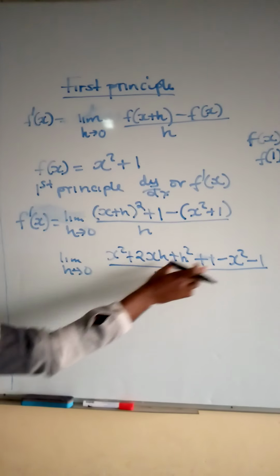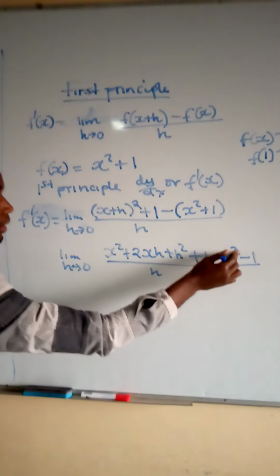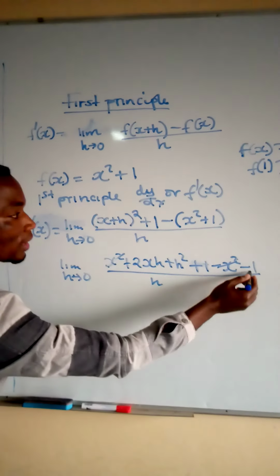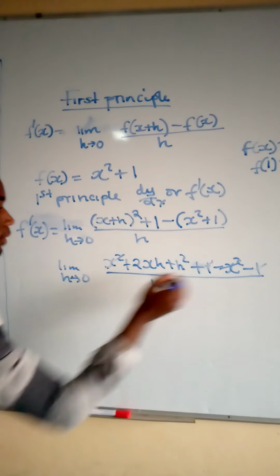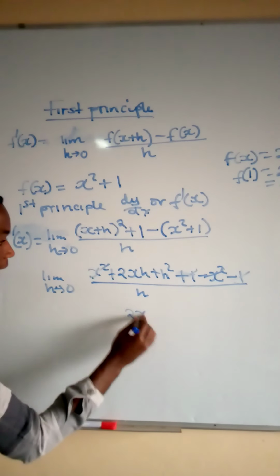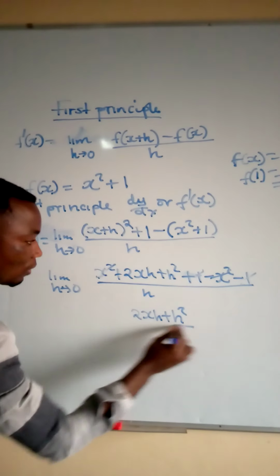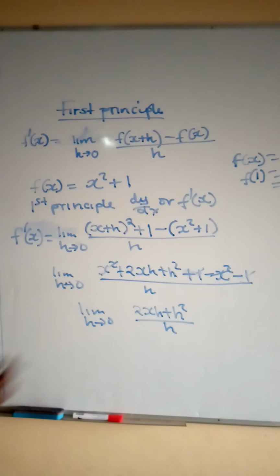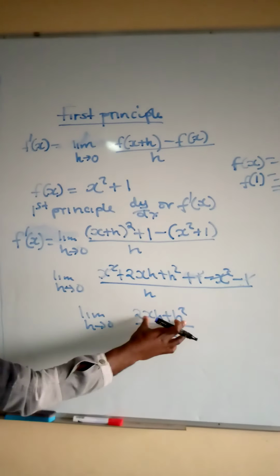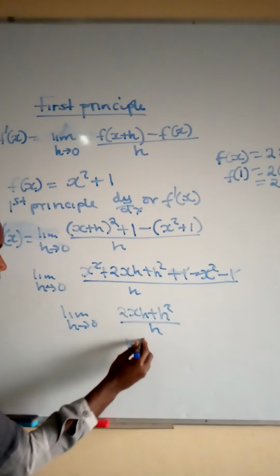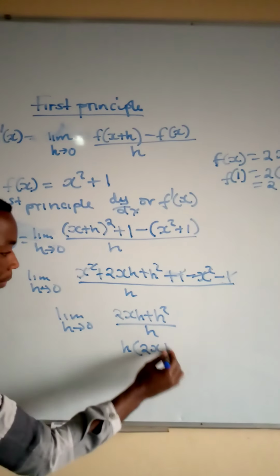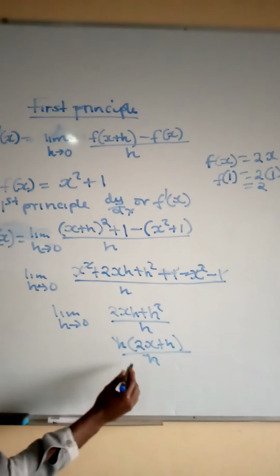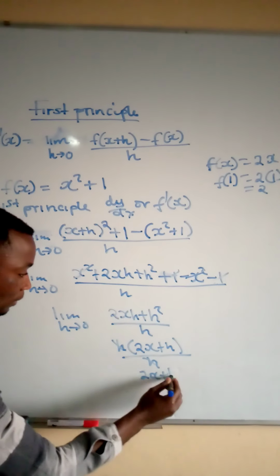When we look at this one, x squared and minus x squared, when added, are going to cancel. This is negative 1, this is positive 1, they are going to cancel, and we remain with 2xh plus h squared over h. Now our desire here is to eliminate h so that we can replace. Look at this one, h is common here. We can factor out h and remain with 2x plus h, over h. H cancels, and we are going to have 2x plus h.